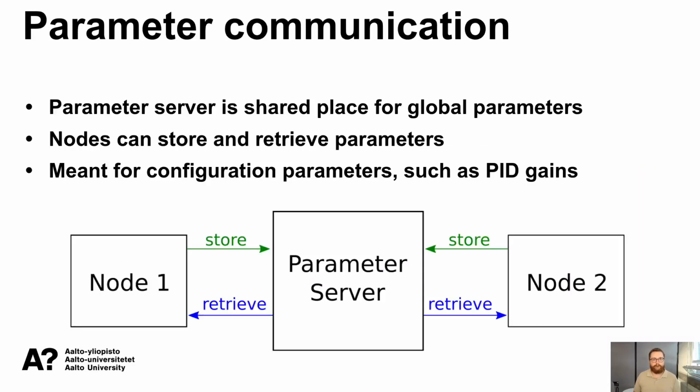All right, and then the third extra topic of communication, as mentioned before, is parameters. So basically the parameter server is a shared place for global parameters where you can store or retrieve parameters, and these are typically something that is quite universal for your vehicle or robotics solution that multiple nodes might need access to. Maybe it might be your vehicle's dimensions, or it could be some constant values. It could be PID gains, something like these simple parameters that many nodes might need access to.